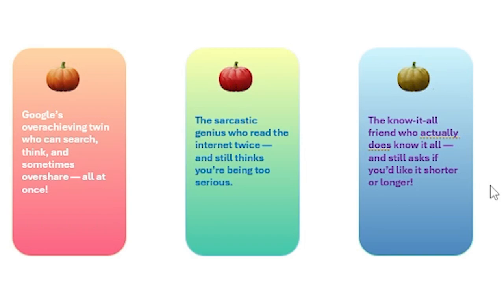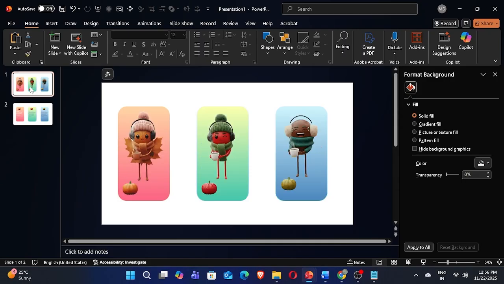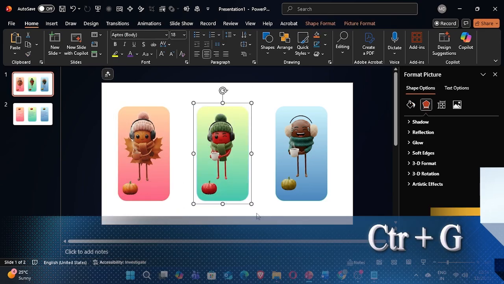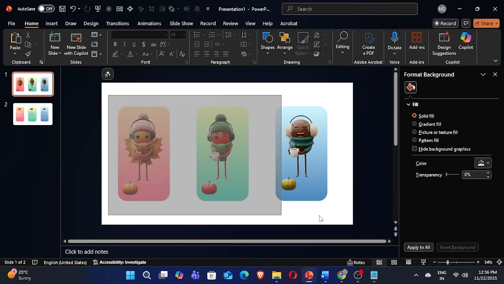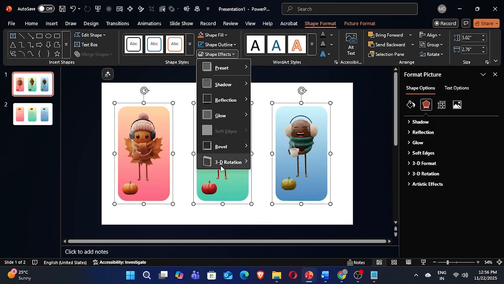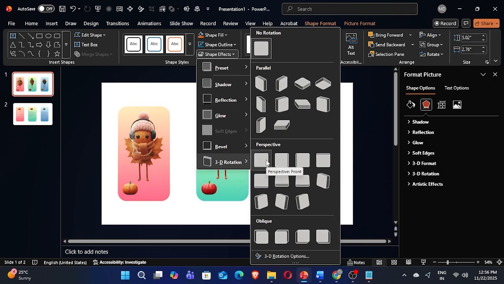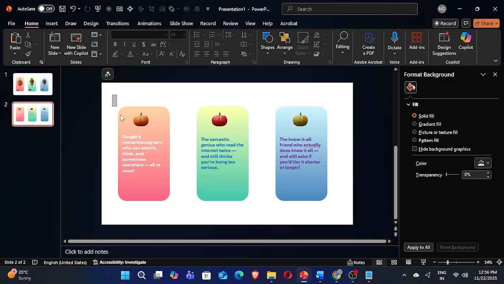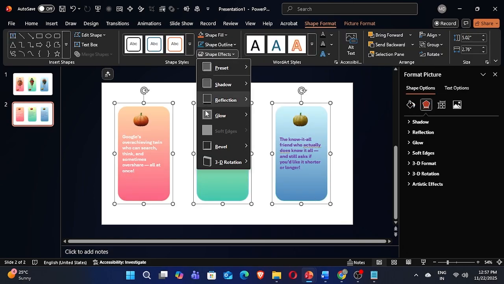And now comes the magic, the flip effect. Go back to the first slide. Each card is made up of three elements, so group them into single cards. Select all the three cards, go to Format, Shape Effects, 3D Rotation, and select Perspective Front. Repeat the exact same thing on the back side. First group each element, then select all the slides and apply Perspective Front.